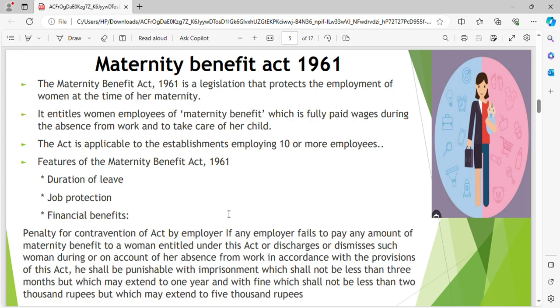And the Maternity Benefit Act stands as 1961. Here the act speaks about the employment of a woman at the time of her maternity. It entails women's employment and fully paid wages, including during her absence from work to take care of a child. This act applies to establishments employing 10 or more employees. And at the same time the act speaks about duration of leave, job protection, and financial benefits.